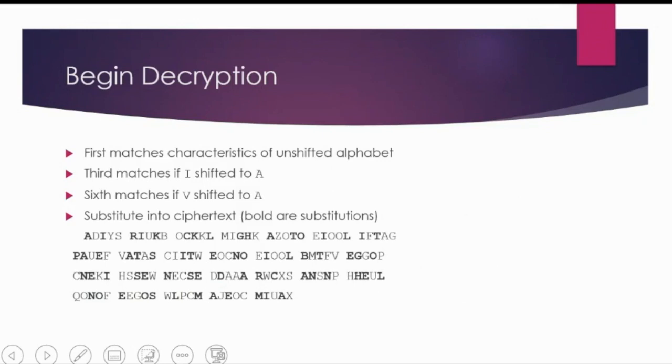So okay, let's start. First, it matches the characteristics of the unshifted alphabet. If you remember from our graph, A will remain A. Okay, it looks the same. Then the second, we are not able to identify that much. It looks something and something not. So what you can do is maybe just leave it as it is for that time, and maybe you can shift to the next match, right? So anyways, you have this sixth position.